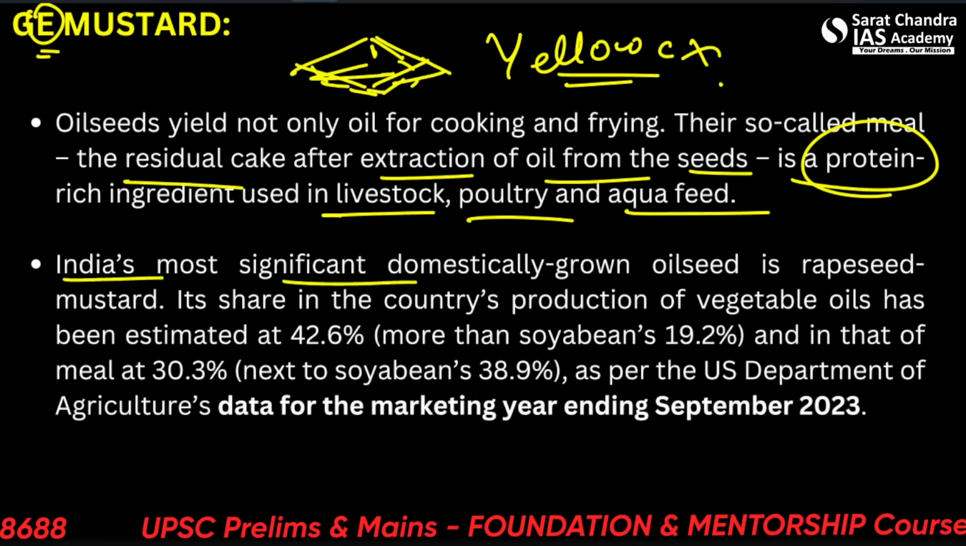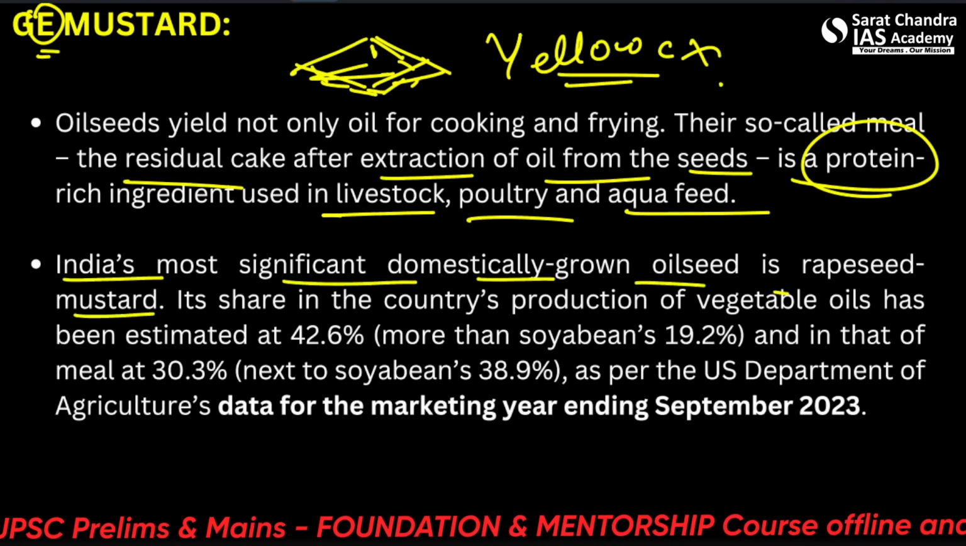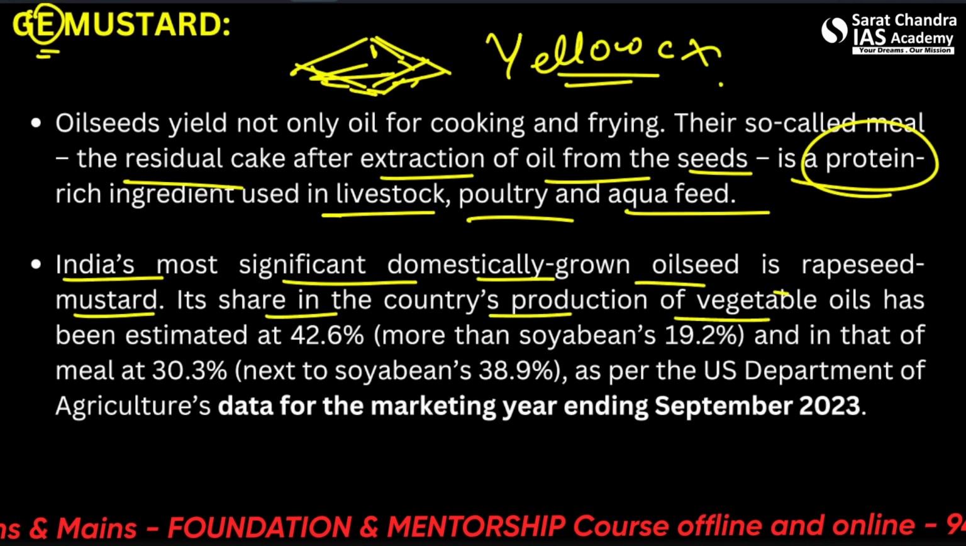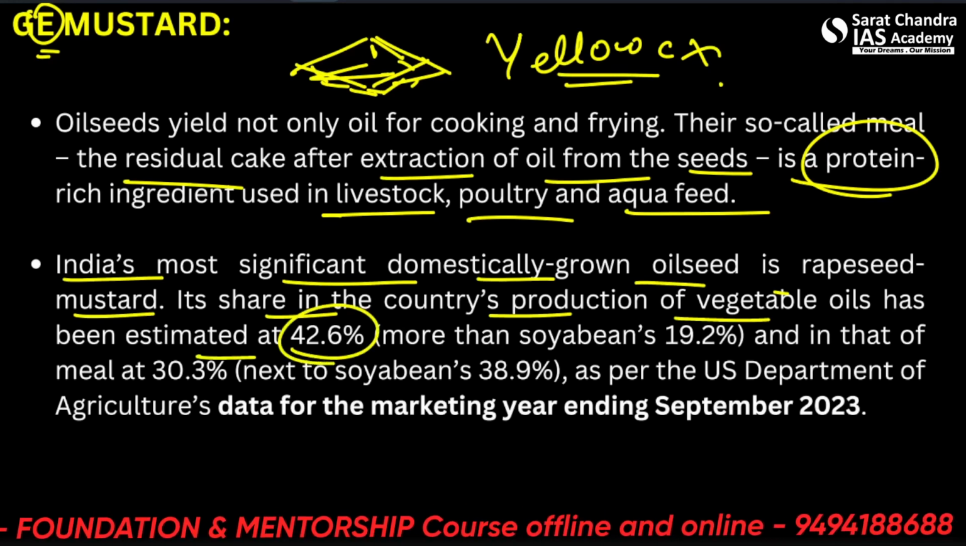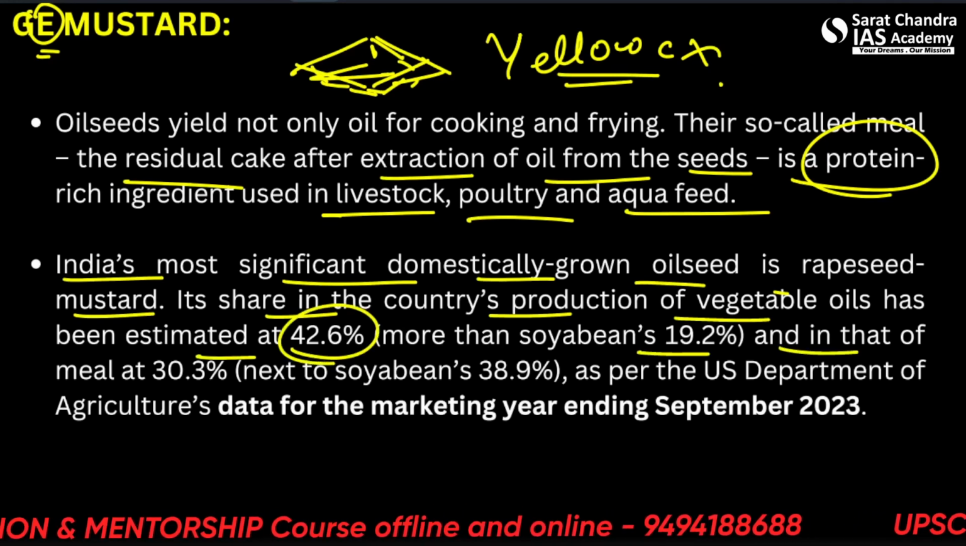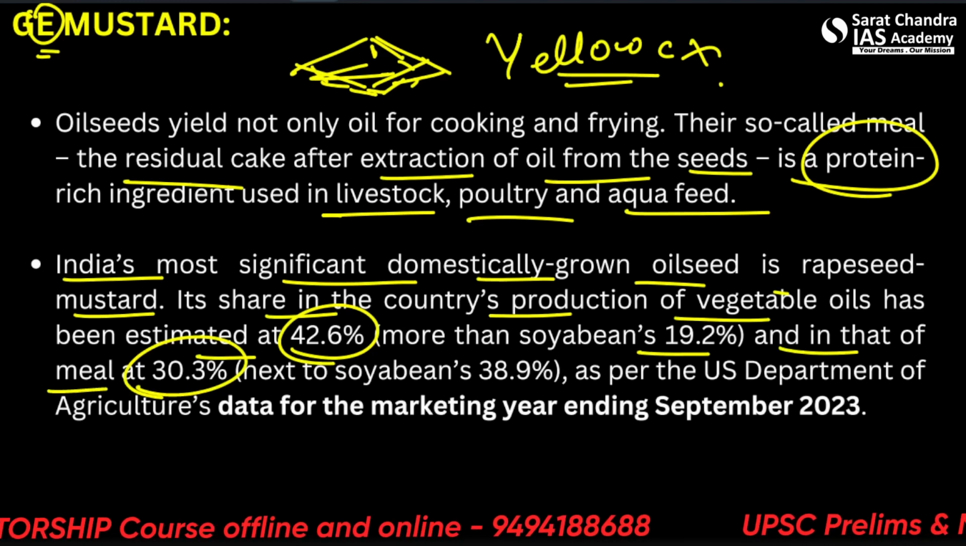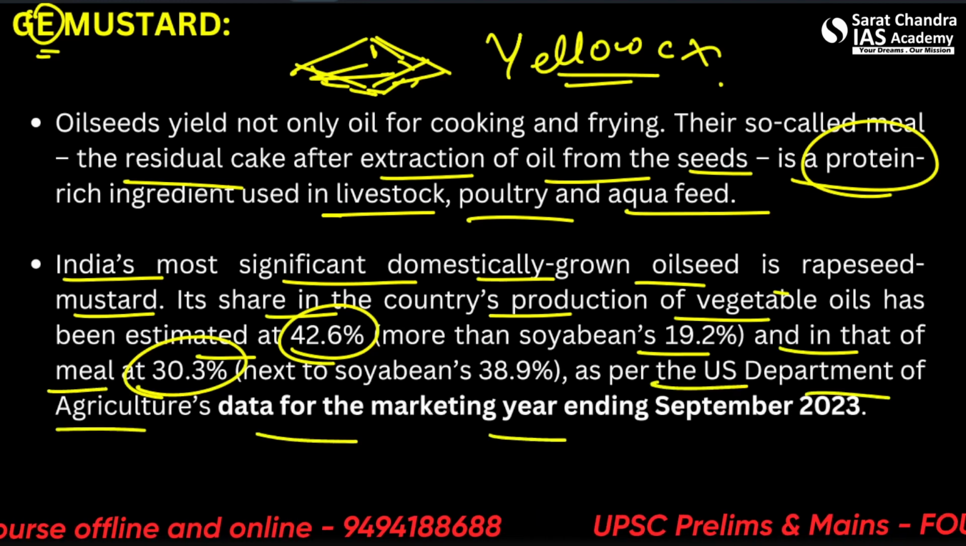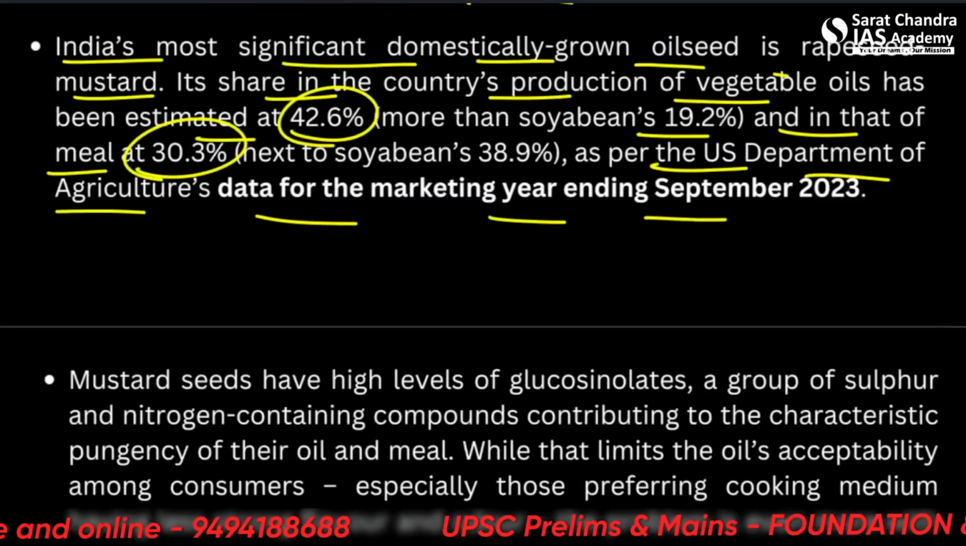So India's most significant domestically grown oilseed is rapeseed, that is mustard. Its share in the country's production of vegetable oils has been estimated at 42.6%. It's more than soybean, and that of meal at 30.3%, as per the US Department of Agriculture's data for marketing year ending September 2023.